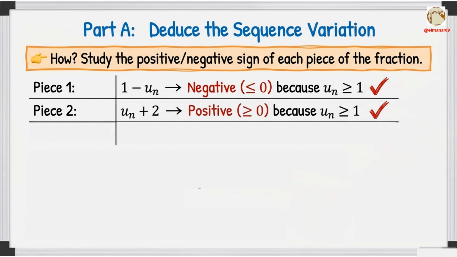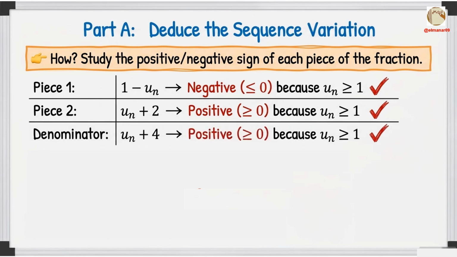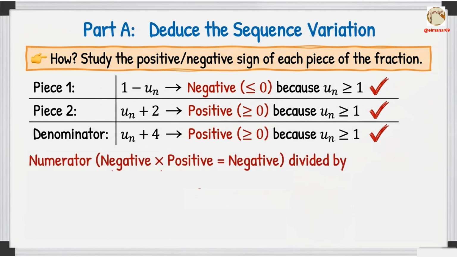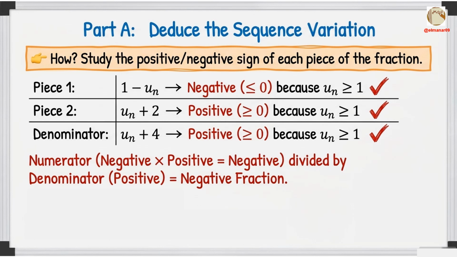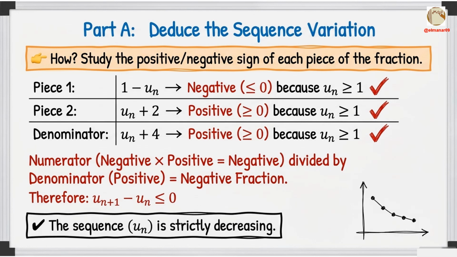Since u_n is at least 1, adding 2 makes it definitely positive. Denominator, u_n plus 4, also definitely positive. So our whole fraction is negative times positive divided by positive, which equals a negative result. This means u_n plus 1 minus u_n is less than or equal to 0. Conclusion? The sequence u_n is strictly decreasing. It's sliding down toward a limit, just like the little graph on the right shows. Science in motion.